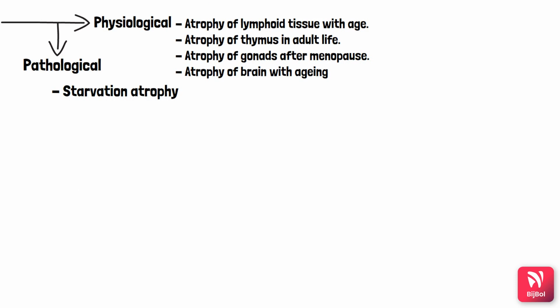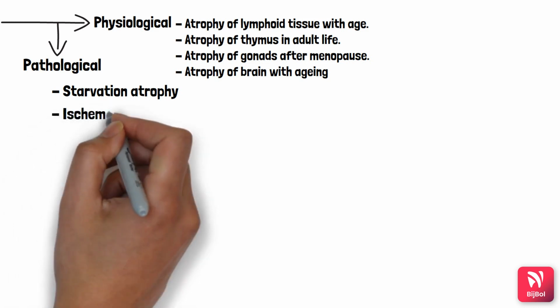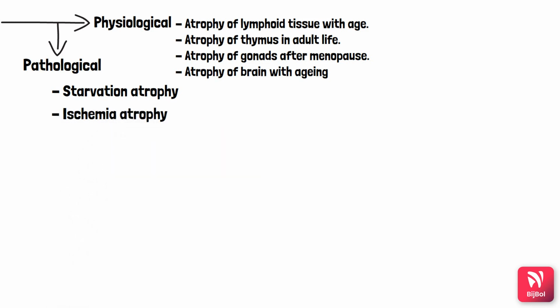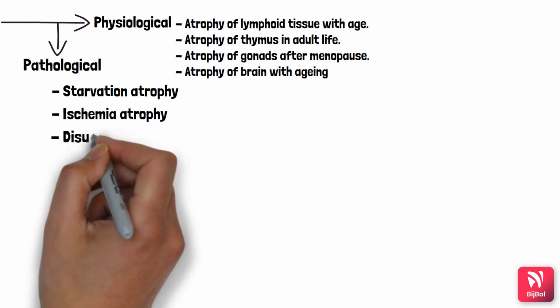Next, pathological causes of atrophy. There are various causes. First is starvation atrophy. In starvation, there will be depletion of both carbohydrate and fat stores, followed by protein catabolism, which will result in generalized weakness, cachexia and anemia of the body. Next is ischemic atrophy. Here there will be decreased blood supply, which will result in the shrinkage of the affected organ. That decreased supply resulting in atrophy is called ischemic atrophy.